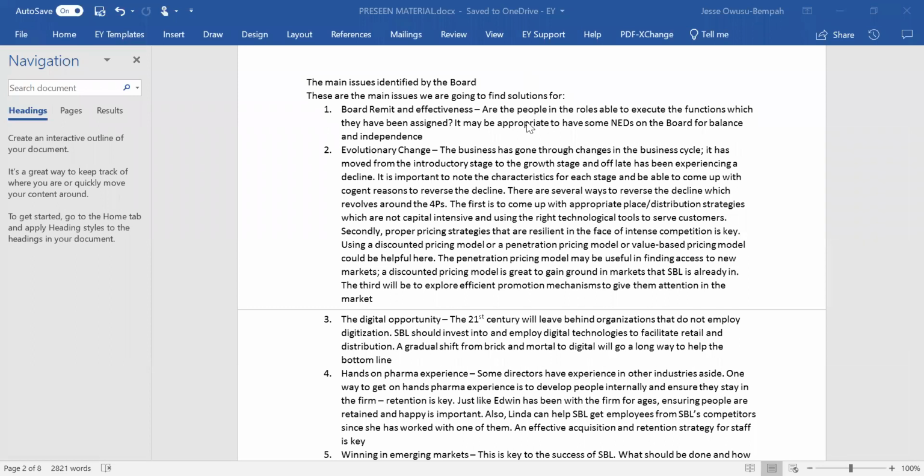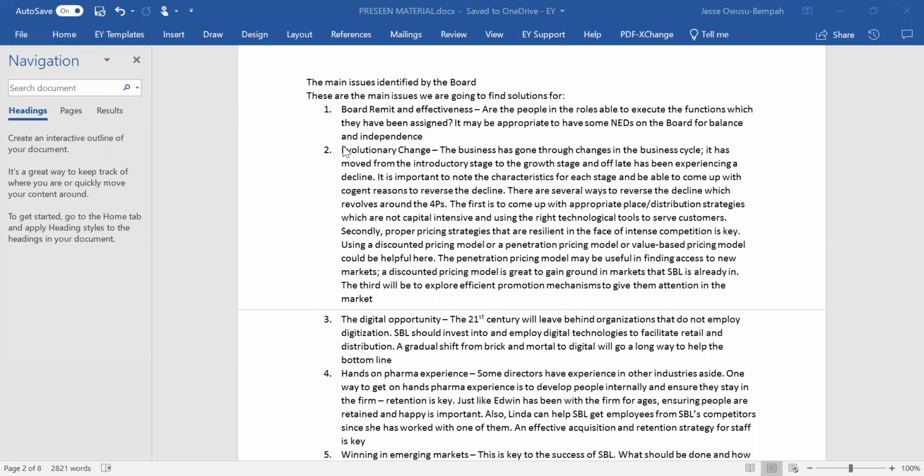So going into the exam, you want to go in with an understanding of some of the possible solutions, right? One of the things I noted was that it will be good if they introduce some NEDs on the board to give it some balance. That's the one thing I noted.